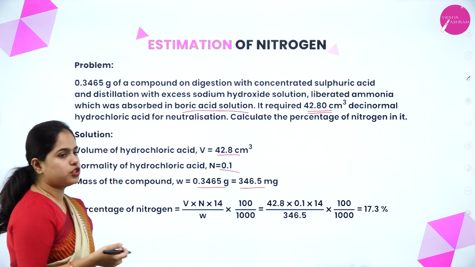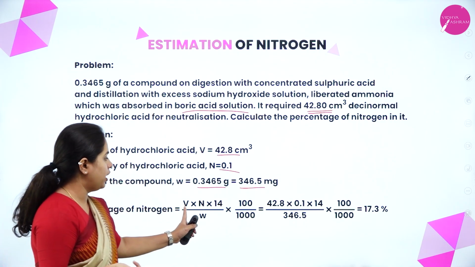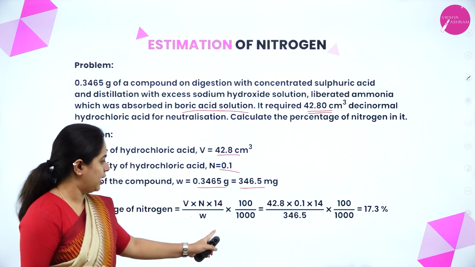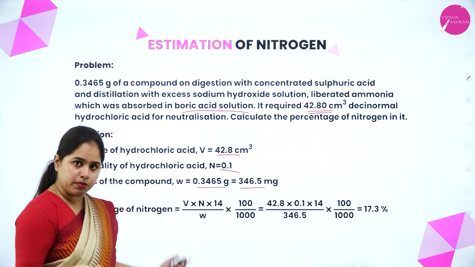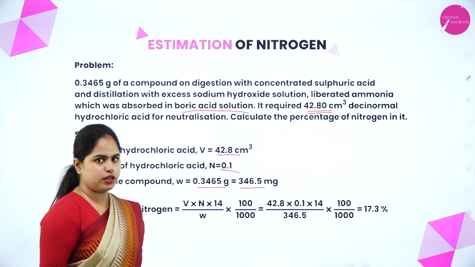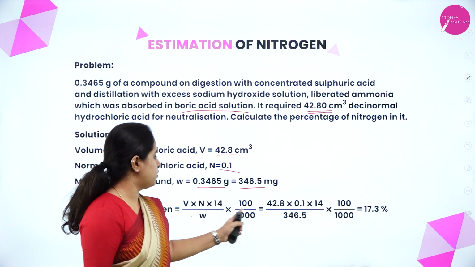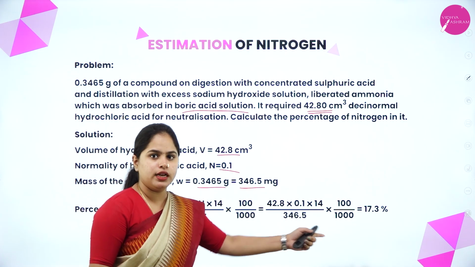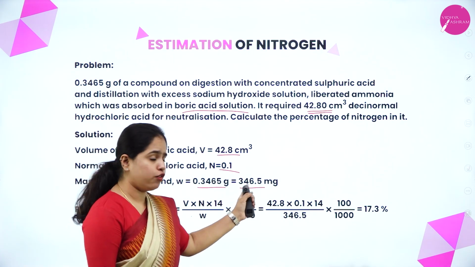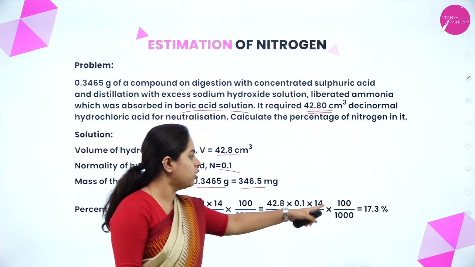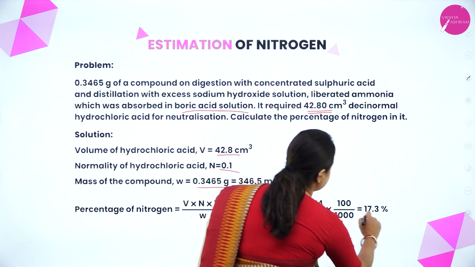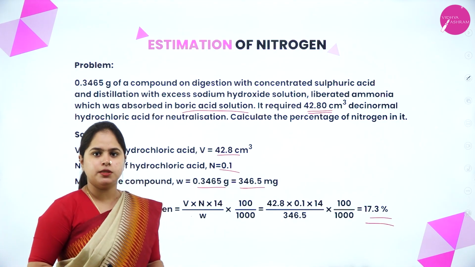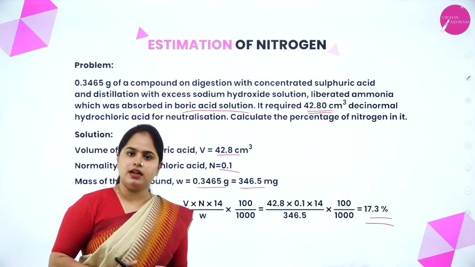Now the percentage of nitrogen, what is the equation? Volume of the acid into normality of the acid into 14 divided by mass of the organic compound into 100 by 1000. That is the equation, right? So what is the volume? 42.8. What is the normality? 0.1 into 14 divided by what is the mass? 346.5 in milligrams into 100 by 1000, which will give us 17.3%. So this is the example for a calculation based on Kjeldahl's method.